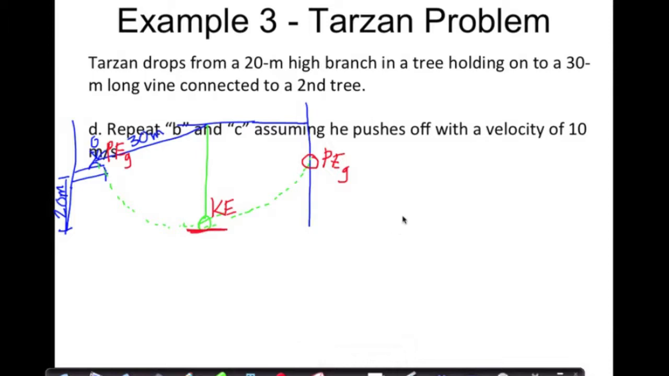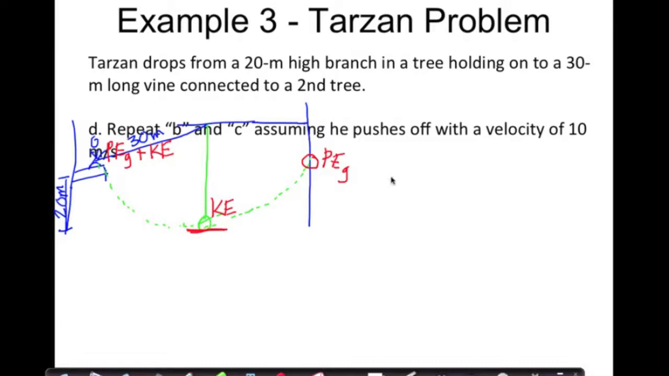Okay, for part D, we're going to repeat parts B and C, which were finding the velocity as he barely skims the ground, and the max height, assuming this time he pushes off with a velocity of 10 meters per second. So this changes things a little bit. We can see that now he not only has gravitational potential energy initially, but since he has an initial velocity, he also has kinetic energy. Okay, that's the only thing that changes.